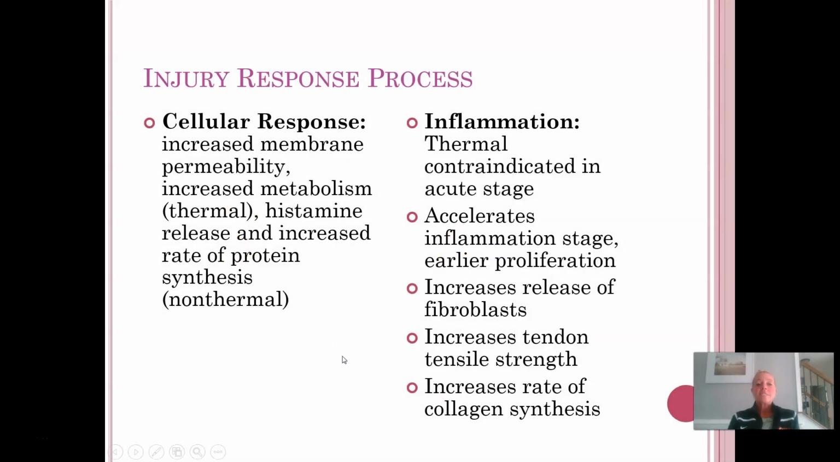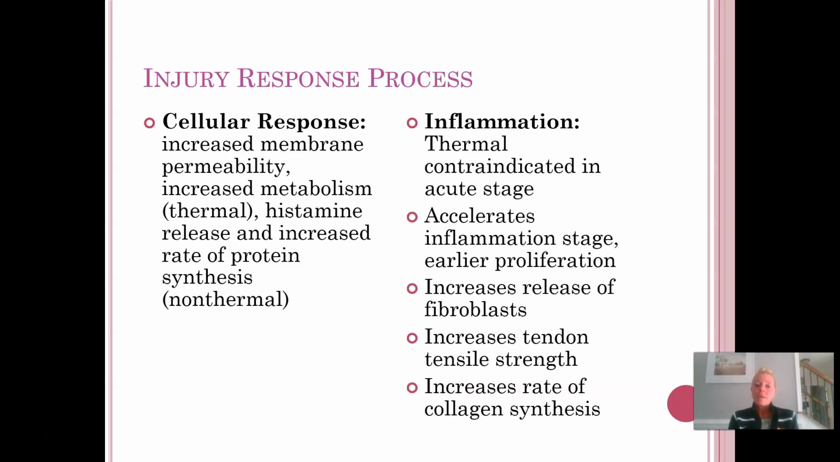So as far as the injury response process and the effects of ultrasound, ultrasound, again, can help to increase membrane permeability. It can increase local metabolism if you're using a thermal treatment especially, increase histamine release and increase rate of protein synthesis for a non-thermal treatment, which again, even with a thermal treatment, you're going to get some of these non-thermal effects as well.